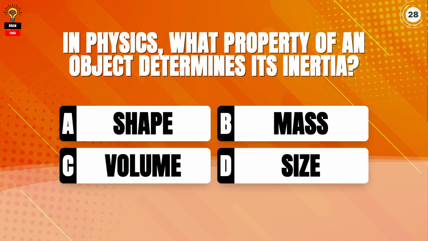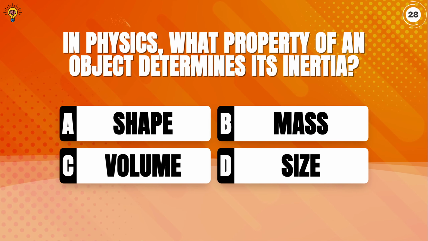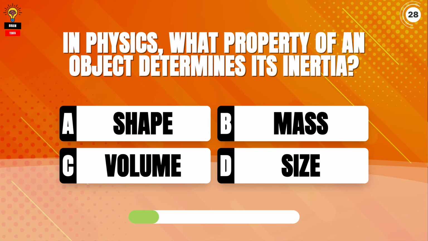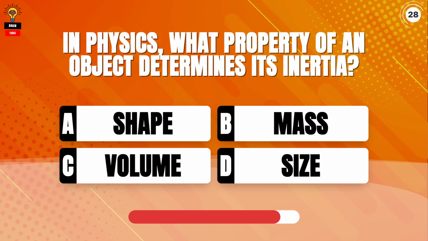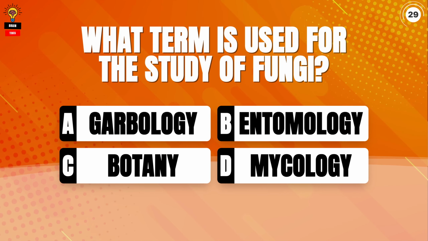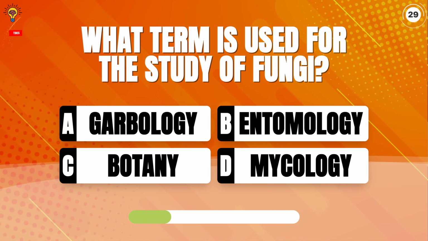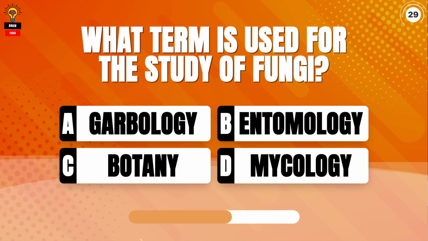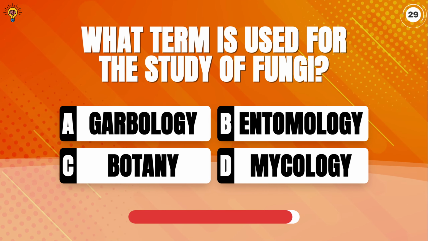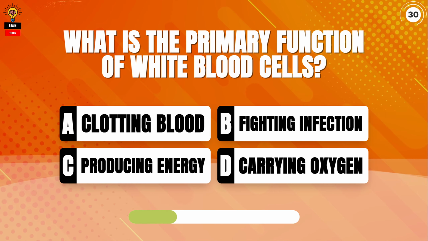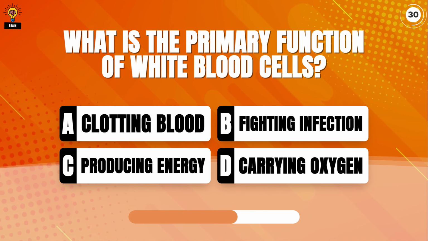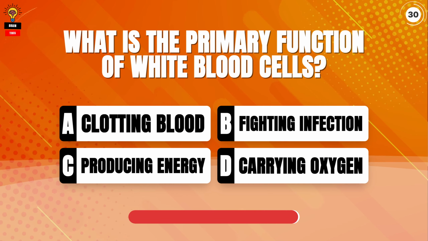In physics, what property of an object determines its inertia? Mass. What term is used for the study of fungi? Mycology. What is the primary function of white blood cells? Fighting infection.